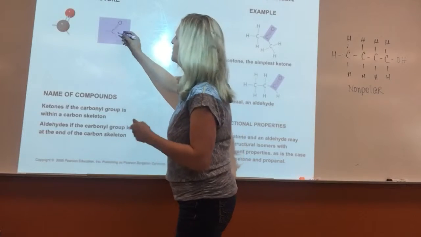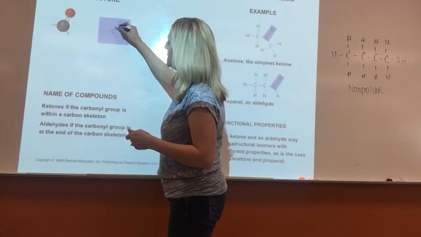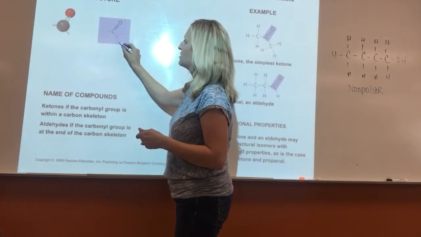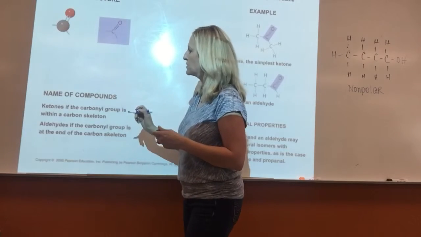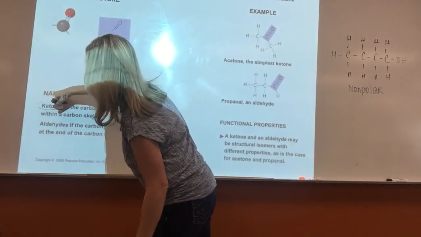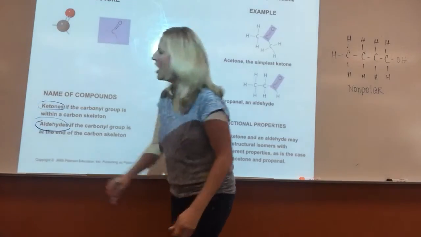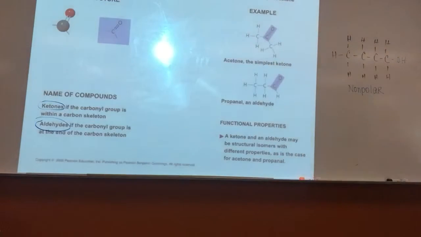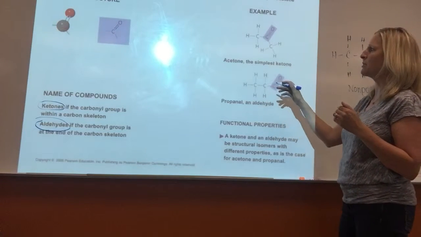And carbon makes 4 bonds. 2 of those 4 bonds are going to the oxygen. That means it can bond with 2 other groups of atoms. That's going to become important in just a few minutes here. They call molecules that have this either a ketone or an aldehyde, and how they determine that is by the location of the carbonyl group.